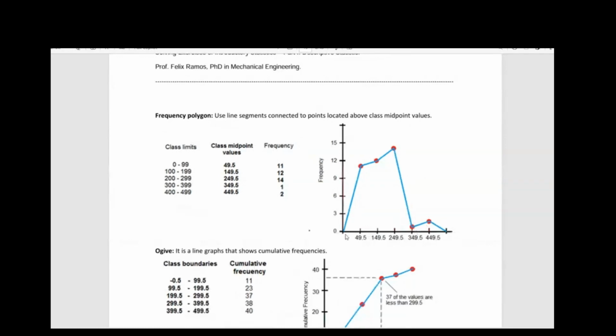Important to highlight that in a frequency polygon, you always start at 0 and you always end at 0. So the frequency polygon is closed.